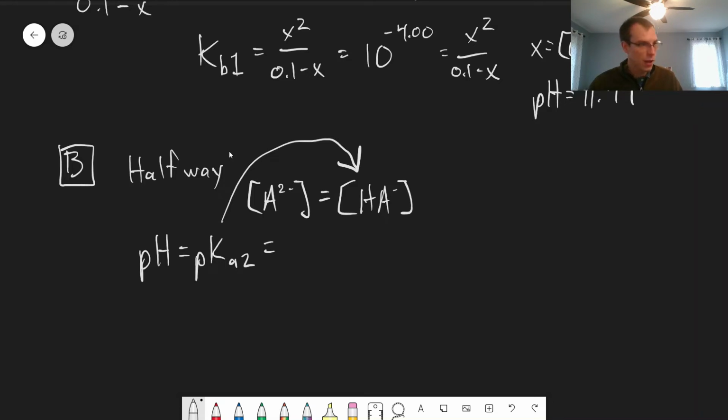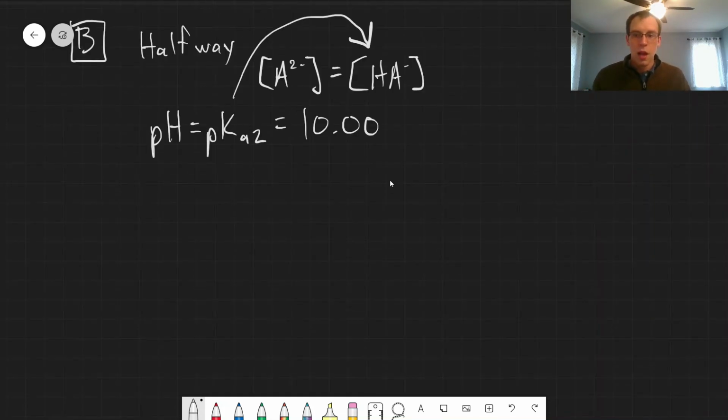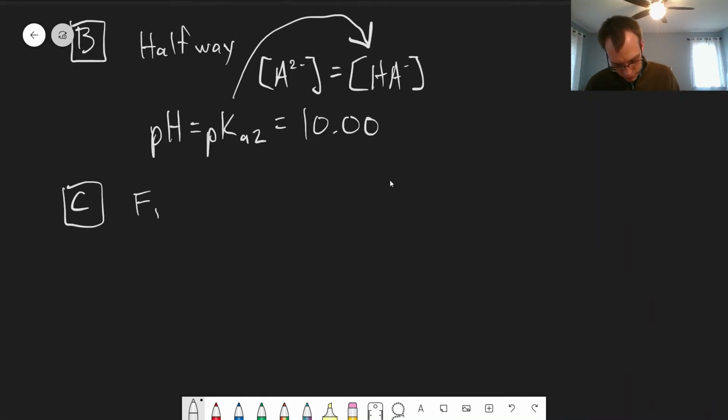So that was a value of 10. So that's our pH halfway through. Now we could find the pH at different points along the curve, but at halfway, that's the easy point. We'll just stick with that. But you would do it the same way for any other point along the curve where you'd use the Henderson-Hasselbalch equation. Okay, at point C, this is the first equivalence point.